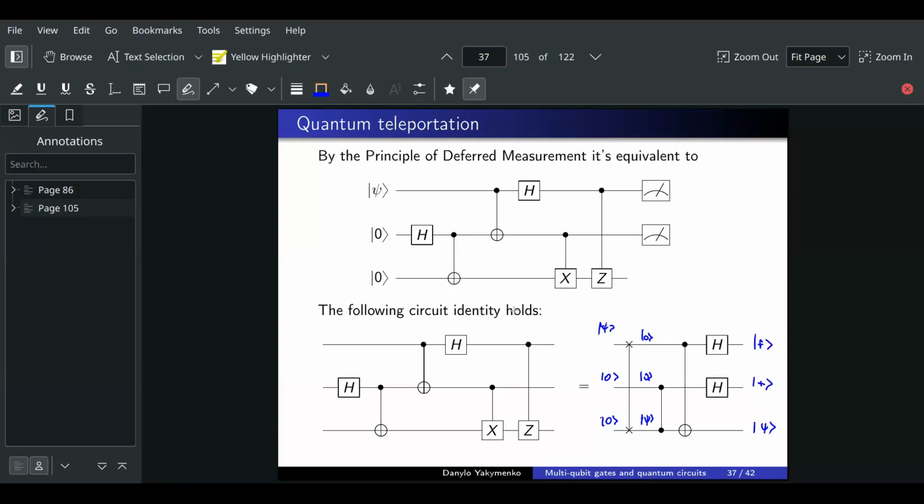This identity helps us deduce that at the end of this circuit, before measurements, there will be a plus state here, a plus state here, and the psi state here. So this proves that the state of this qubit will be disentangled, and it will be exactly psi. It also shows that the measurement will result in equal probabilities of ones and zeros.